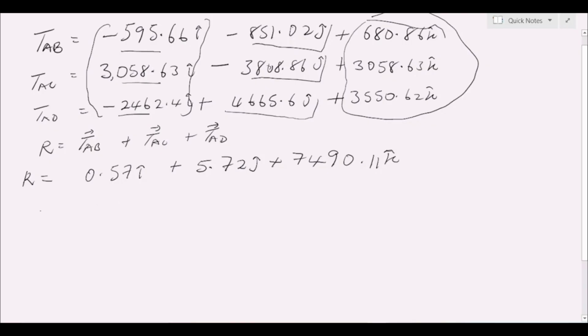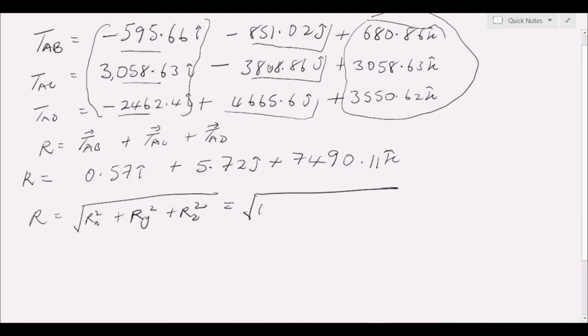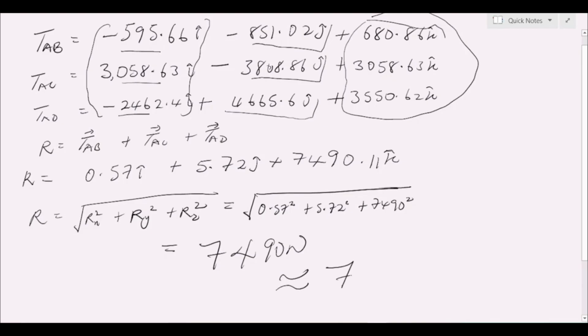To get the value of the resultant, R is equal to the square root of Rx square plus Ry square plus Rz square. And this will be equal to the square root of 0.57 square plus 5.72 square plus 7490 square, which is approximately 7,490 newtons, and one can say this is also approximately equal to 7.5 kilonewtons.